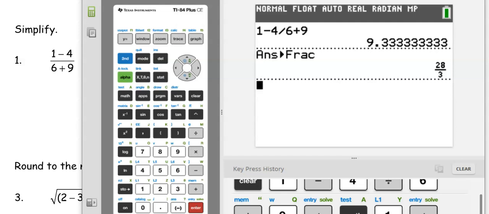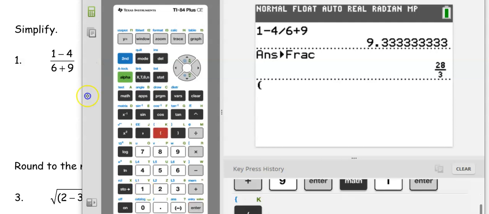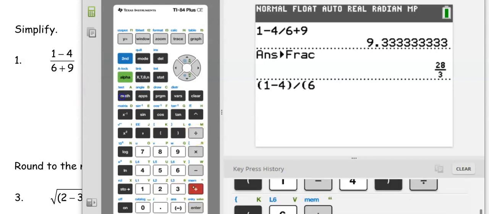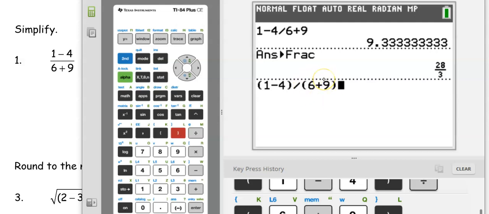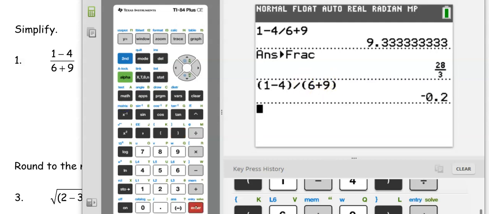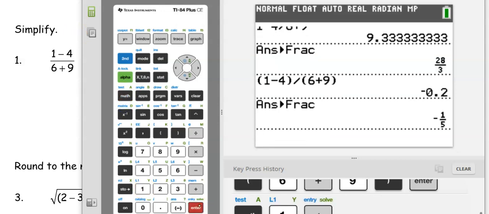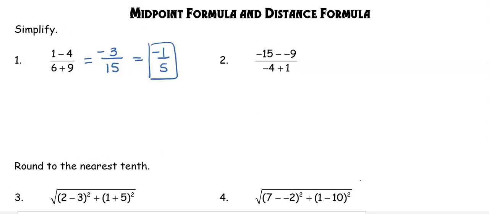If you're going to enter these kinds of fractions in, you have to do parentheses around the numerator, 1 minus 4, then divided by 6 plus 9, parentheses. You have to tell your calculator what all goes in the numerator on top, and what all goes in the denominator. And then we math frac it again. There's the right answer. So don't rush to your calculator. Sometimes your calculator actually does more harm than good. So what I want you to do right now is push pause, and try number 2 all on your own.